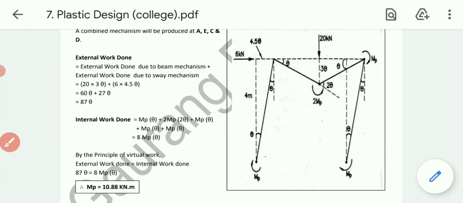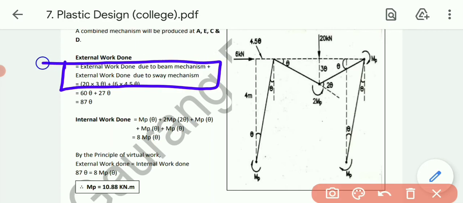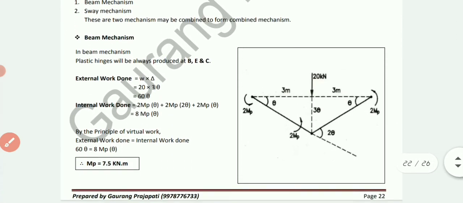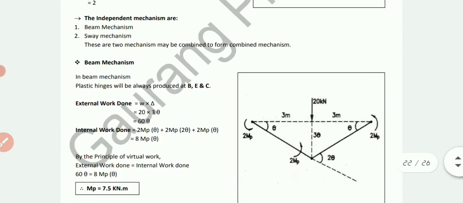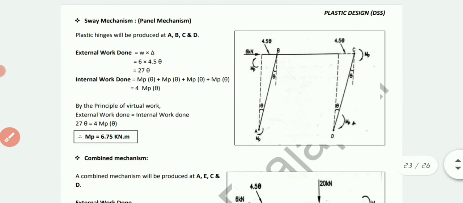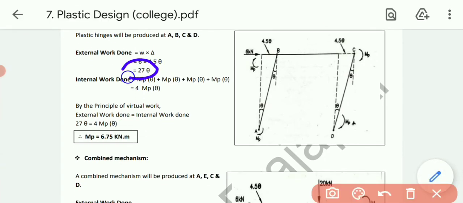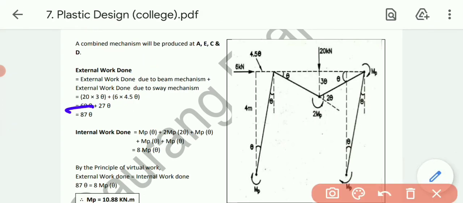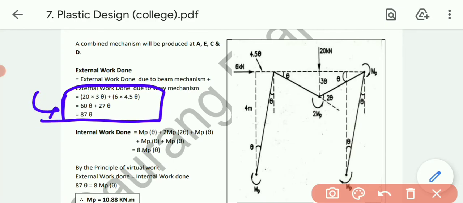Talking about the external work done, external work done equals external work done due to beam plus external work done due to sway. So for the beam mechanism, external work done was 16 into theta, and for sway it was 27 into theta. See, 16 into theta, 27 into theta, so ultimately 87 into theta.